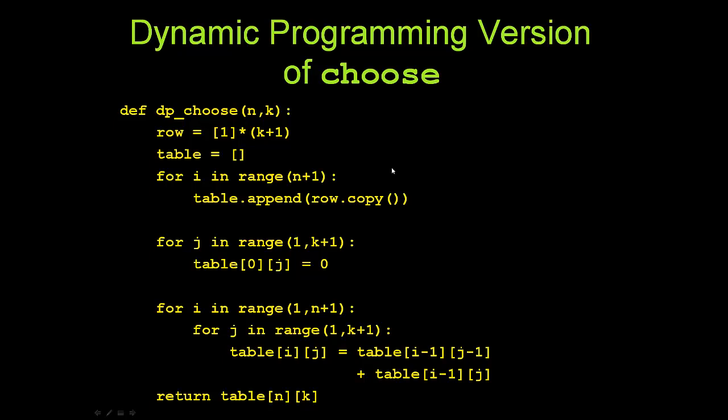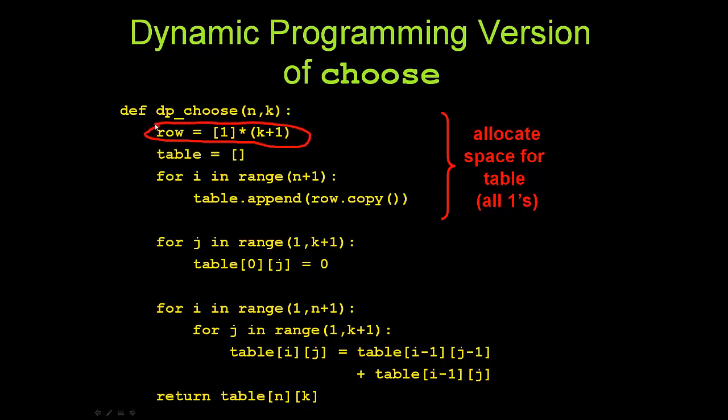We call this dp choose. The code is here, let me just quickly explain this. The first thing we do is allocate space for all the rows in the table. Here we create a whole bunch of ones. This is a row of ones. Then we create an empty table, which is a list, and essentially we copy the row and append it to the table. So this creates a whole table of ones.